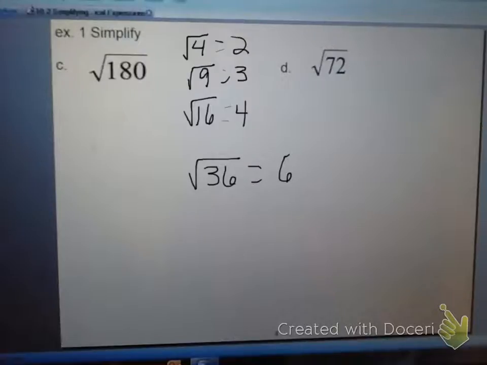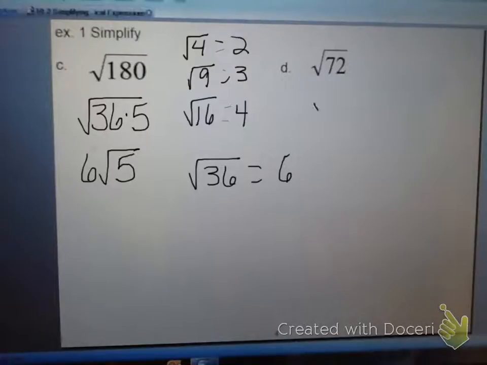180 divided by 36 is 5. So I'm going to break this down to 36 times 5. Square root of 36 is 6. Square root of 5 stays inside the radical.